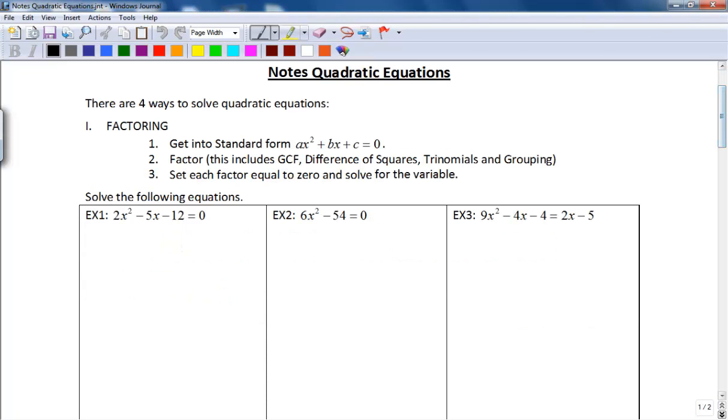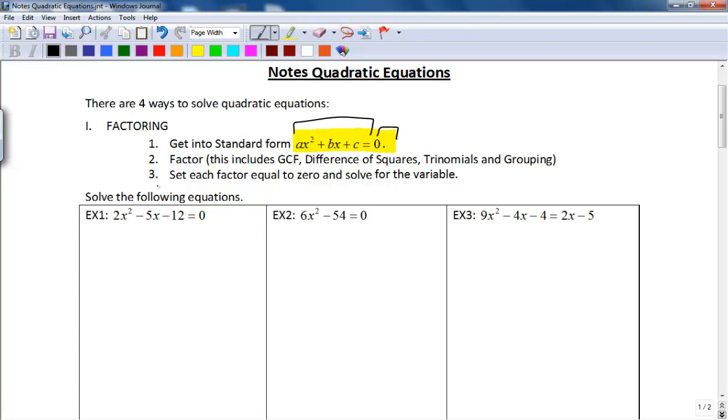So the most important thing to note when you are factoring is that first you need to be in standard form. Standard form means that you need your terms all on one side of an equal sign and 0 on the other side of the equal sign. So you have all your terms on one side and 0 on the other side. Once you're in standard form, then you factor.